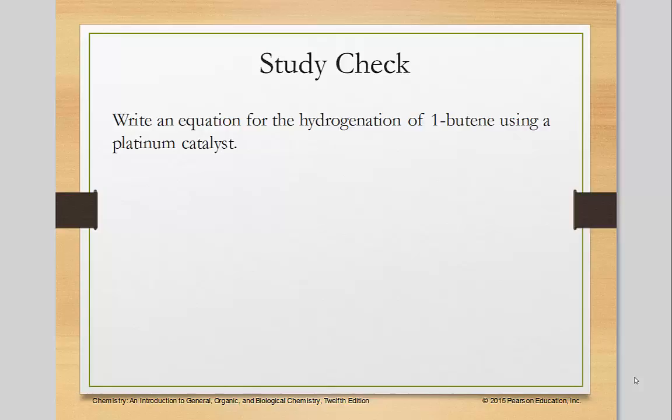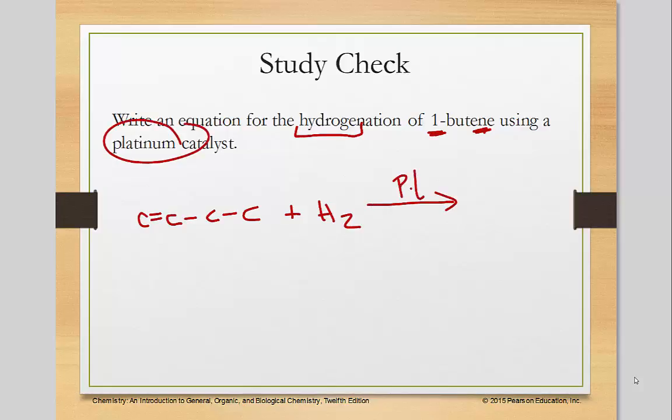First thing we need to do is figure out what compounds there are. 1-butene. That means I have 4 carbons, because but is 4. And on the first carbon is a double bond. Hydrogenation means we're adding hydrogen. It has a platinum catalyst. And that double bond here is broken and is replaced with more hydrogens. So it actually forms butane. I didn't write in the hydrogens here because I was getting lazy.